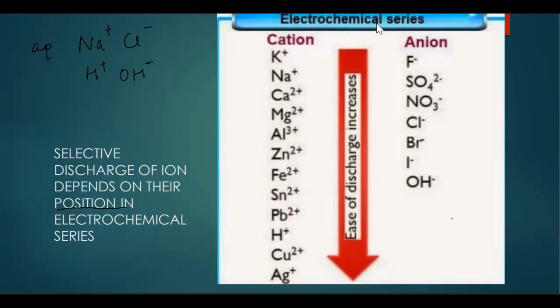Now, this is an electrochemical series for cations, and we have an electrochemical series for anions. The position of these rival ions on the electrochemical series, the cation's position on the cation series and the anion's position on the anion series, will decide which ion will be preferentially discharged, and hence which product will be formed.